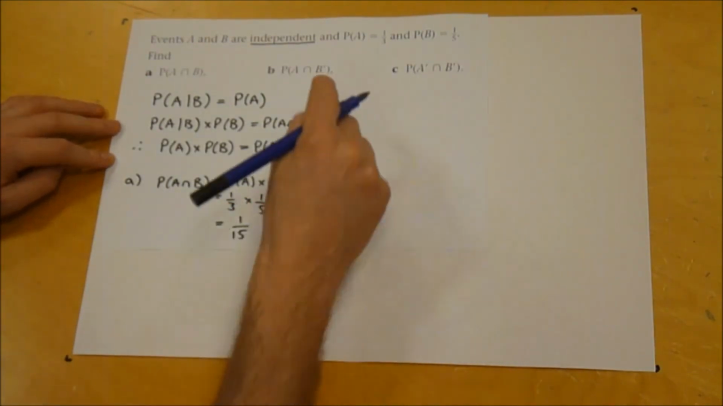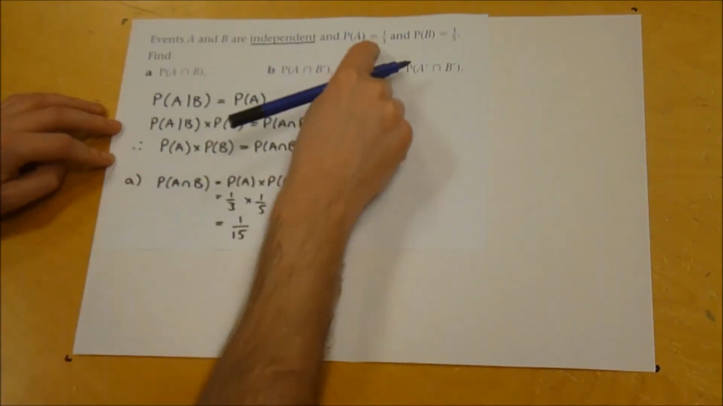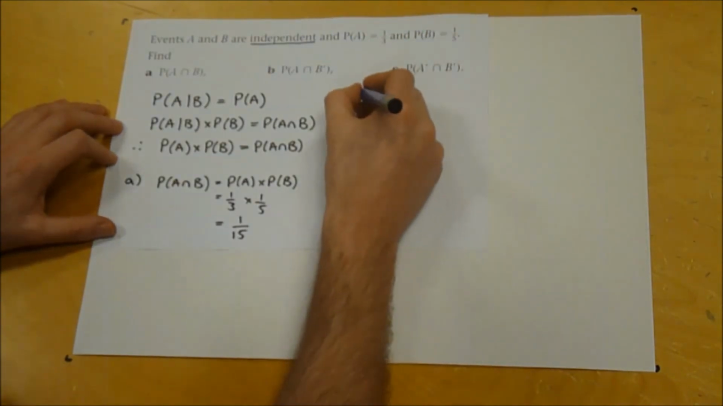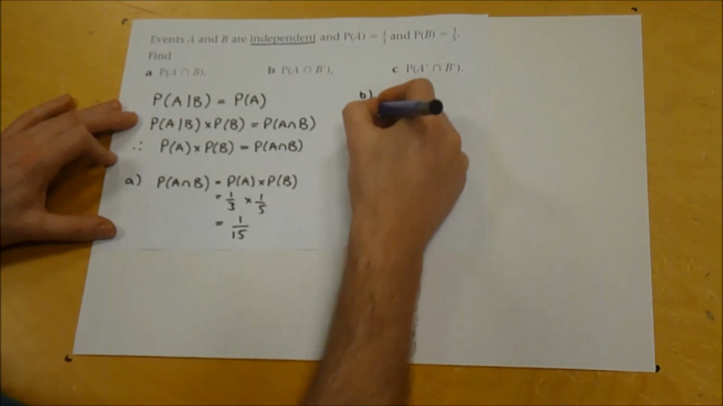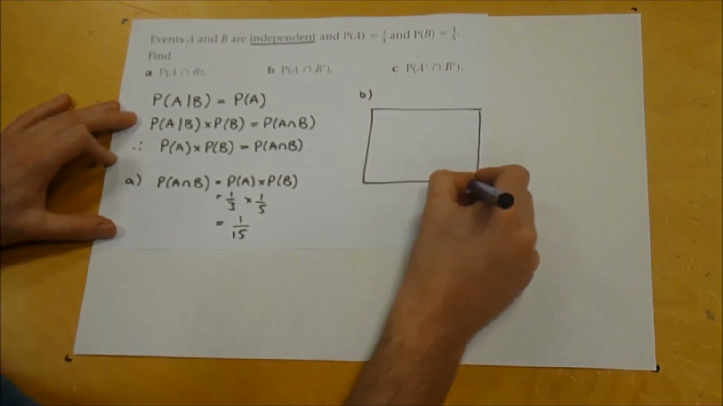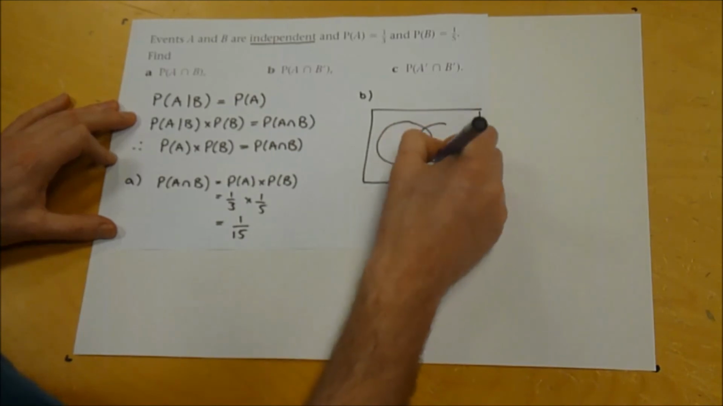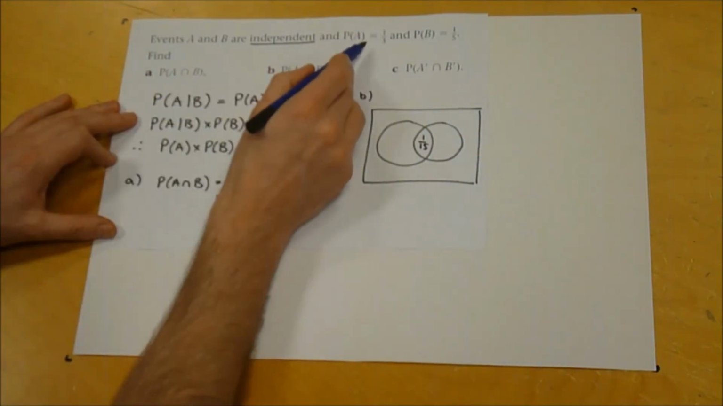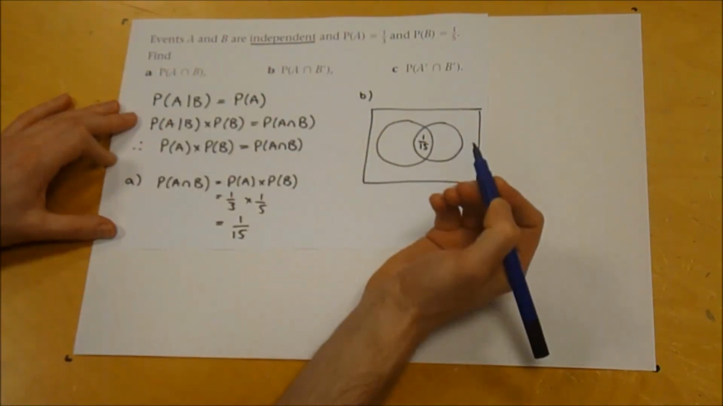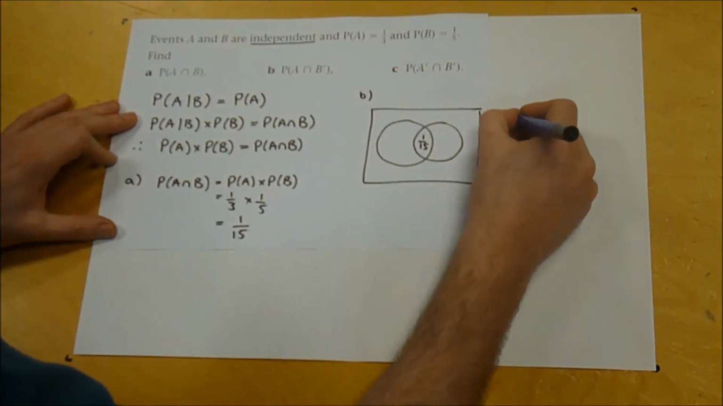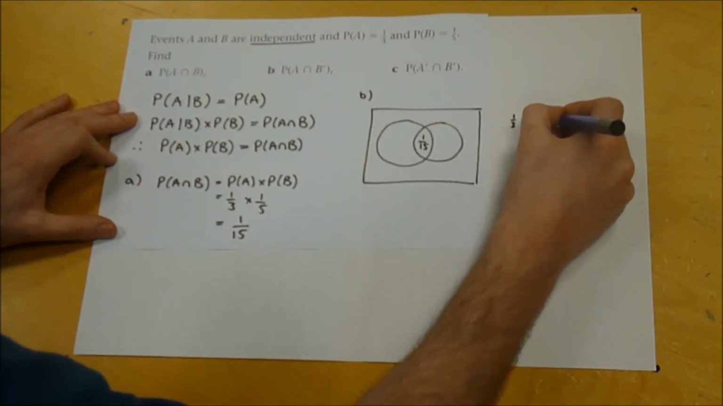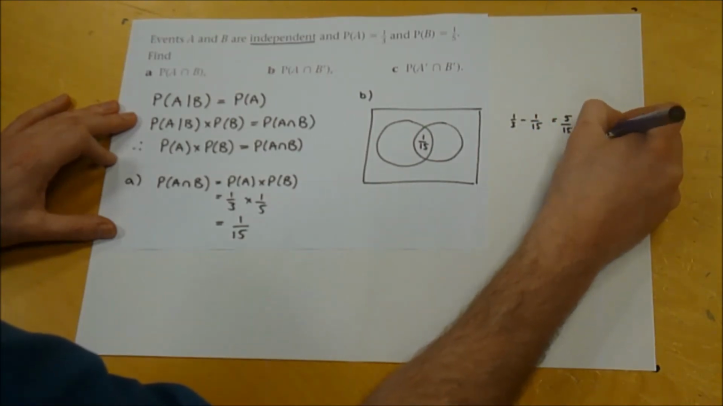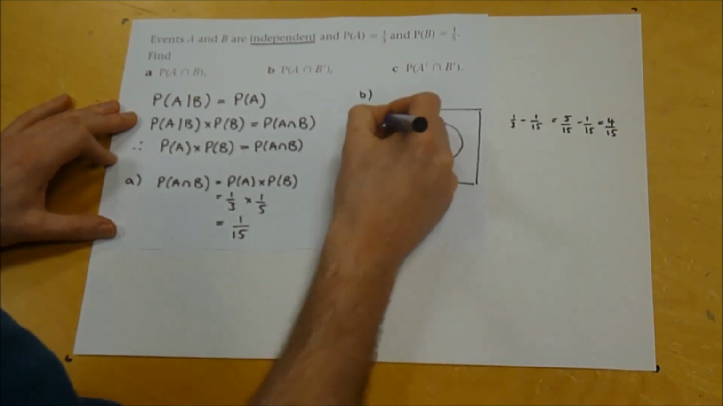Right, what about part B then? Now at this stage, because we know the intersection and we know the probabilities for the two events, let's draw a Venn diagram. So we do our box for the outside, we draw our two circles, and we start in the middle, where we know the intersection is 1/15. Now we know the probability of A is 1/3, but we've already used up 1/15. Well, 1/3 minus 1/15 is the same as 5/15 minus 1/15, which is 4/15. So this must be 4/15.